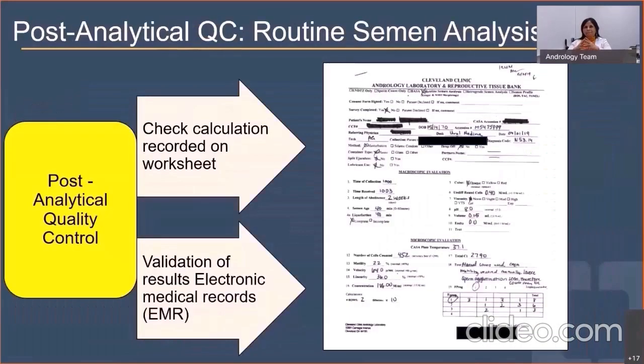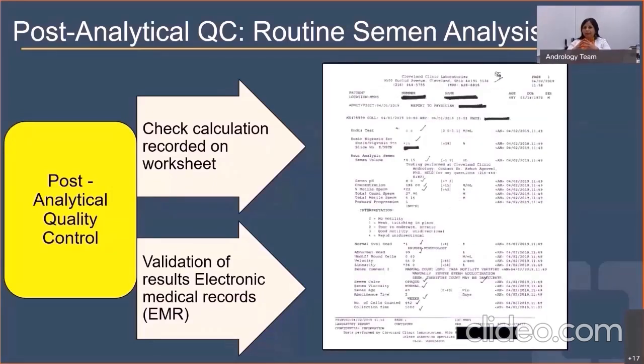And then the last component is the post-analytical quality control. So how do we assess and what parameters we have set? So for this, we check the calculations. On the right side is a semen analysis worksheet from the Andrology lab at the Cleveland Clinic, and all of the parameters are checked, the calculations are checked. If there is any missing information or if the calculation is not correct, then we make that correction. And then once the results are okay, it is signed off.